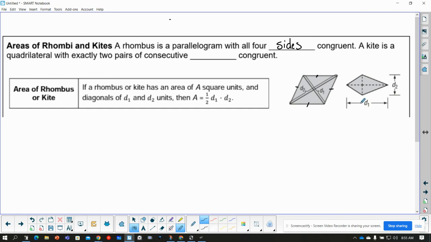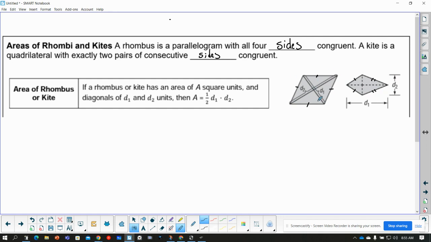A kite is a quadrilateral with exactly two pairs of consecutive sides congruent. So here's an example of a kite. This side would be the same length as this side. This one is the same length as this one. Nothing is parallel in a kite. There's no parallel sides in a kite.